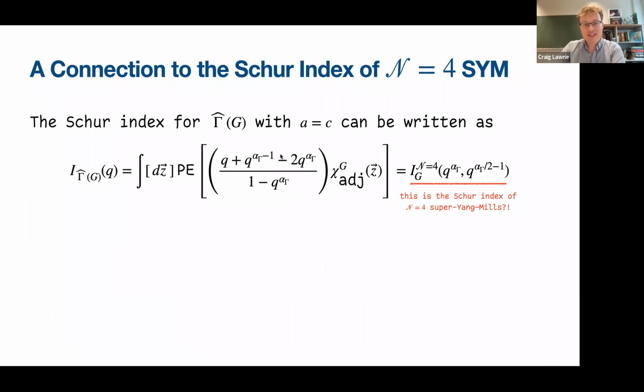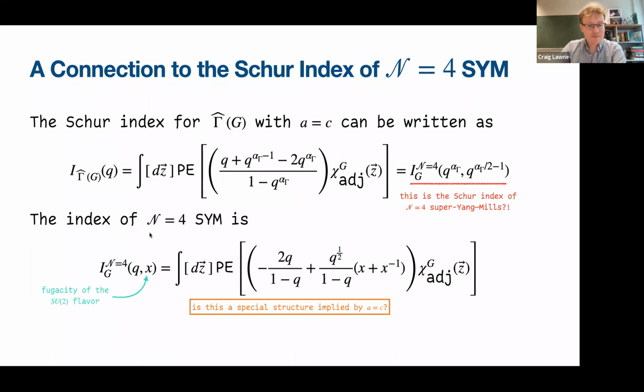And what you notice is that you can rewrite the index like this. And this is nothing other than the Schur index of n equals 4 Mills. Well, that's kind of weird. The index of n equals 4 Mills typically looks like this, and you have an extra fugacity for the SU2 flavor symmetry, which is part of the R symmetry, but a flavor from the n equals 2 perspective. And you can see here that basically you specialize that extra fugacity and you rescale the Q, and then you can relate these two indices.